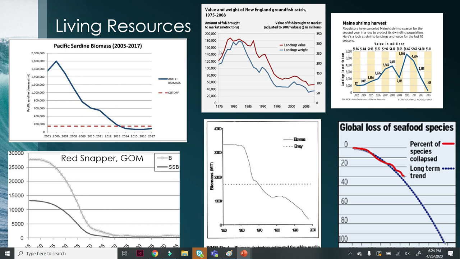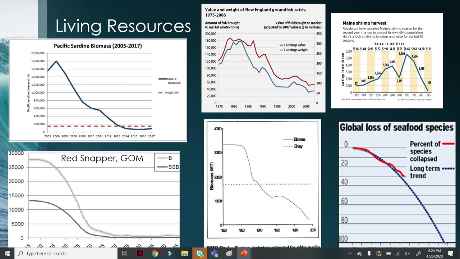We have the New England groundfish catch. So groundfish are things like cod or pollock, and it is plummeting here. All right. We have white marlin here. That in 1950 this was the catch, and then it plummets here down to this level in 2000. All right, and even some types of shrimps. This is the main shrimp harvest, and it has plummeted as well. So this is a pattern that we see very commonly in the world's fisheries.